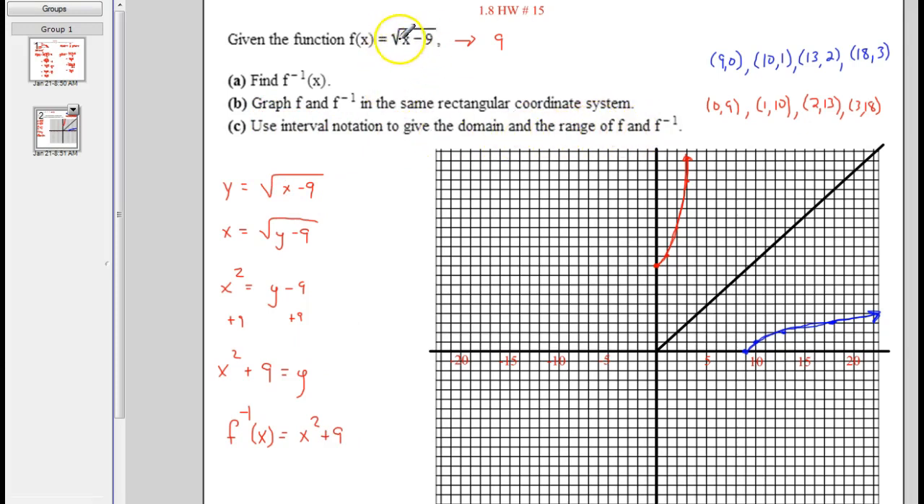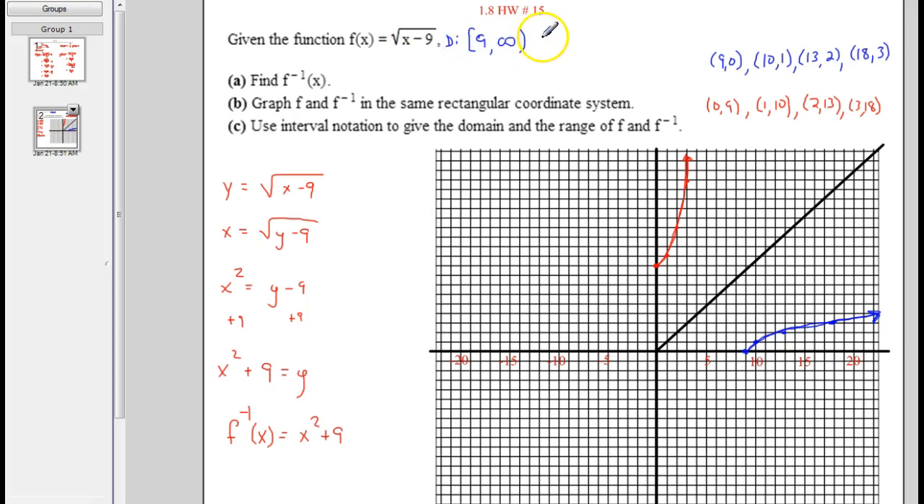Well, notice the original function, because it is a square root, we have to have 0 or positives underneath here. So for the original function, which I got in blue, our domain was [9, infinity). Okay, we had to have 0 as the smallest number we could have under here, and that takes place at 9. And then anything bigger than 0 is fine. So 9 to infinity. Alright, that's the domain.